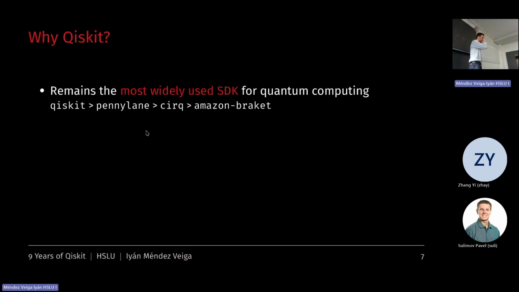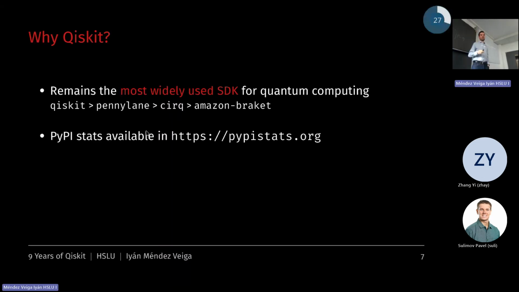And then why Qiskit? I mean, here you are using Pennylane, other people are using Amazon Braket, some people are using Google Cirq. So I still claim that this is the most widely used SDK for quantum computing. This is the order at the moment: Qiskit, PennyLane, Cirq from Google, and Braket from AWS. I basically took the stats from PyPI. This is the Python repository where you can download the packages.